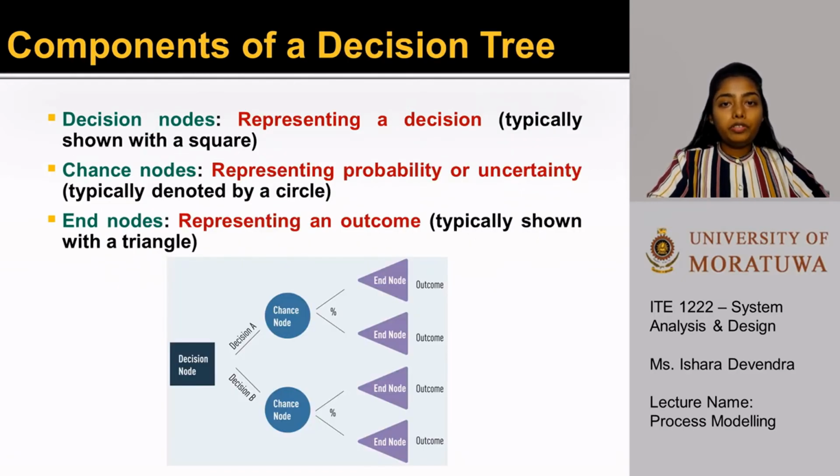As the components of a decision tree, we can discuss the decision node, chance node, and the end node. A decision node represents a decision and it is typically shown with a square. A chance node represents probability or uncertainty. It is typically denoted by a circle. An end node represents an outcome. It is typically shown with a triangle.